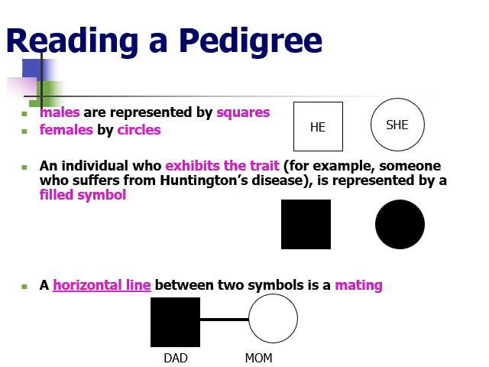An individual who exhibits a trait, for example, someone who has Huntington's disease, would be represented by a filled-in symbol. So a square that's filled in would show a male that has a certain trait. A circle that's filled in would show a female that has a certain trait. If they're not filled in, that means that whatever trait you're studying, they don't have it. Now, a horizontal line between two symbols represents a mating couple. So a lot of times we'll call them maybe dad and mom, grandma and grandpa in a pedigree. So those are some general rules to set us up for what a pedigree looks like.